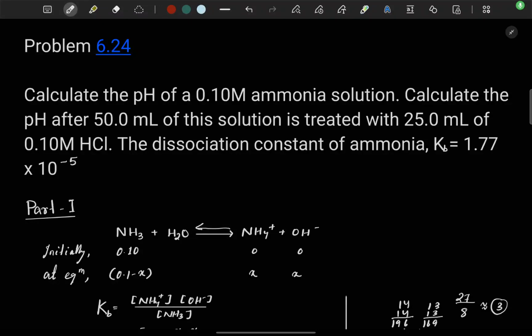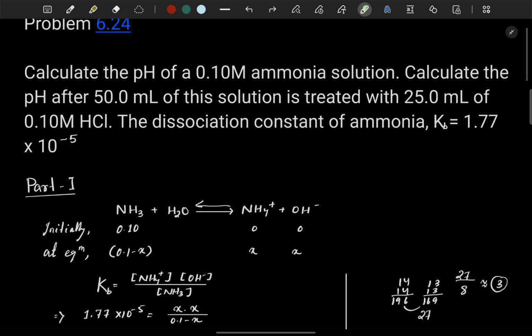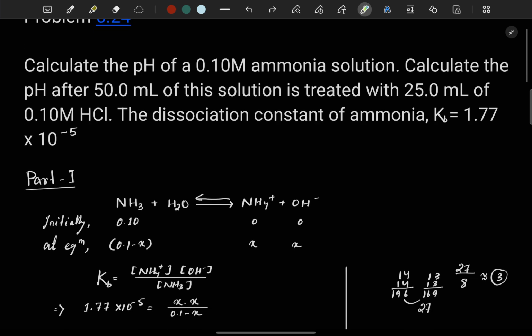My dear friends, here it is given to calculate the pH of 0.1 M ammonia solution and also to calculate the pH of a solution after the treatment of 50 mL of this ammonia solution with 25 mL of 0.1 M HCl. So let's segregate this question into two parts. In part 1, let us calculate the pH of this 0.1 M ammonia solution.